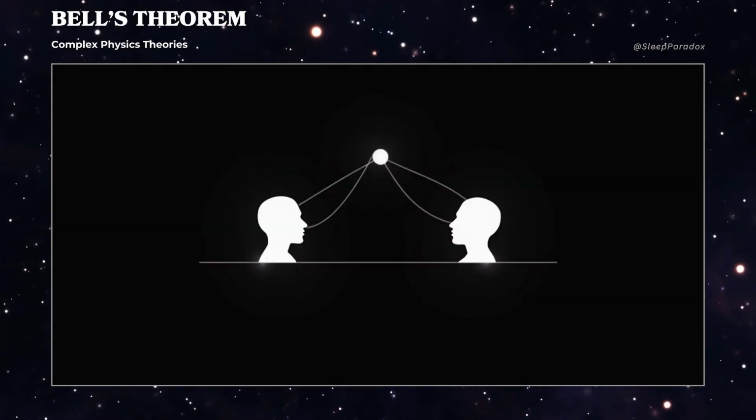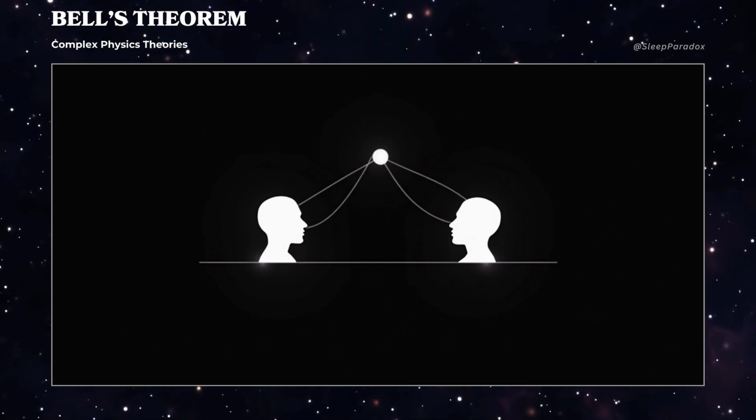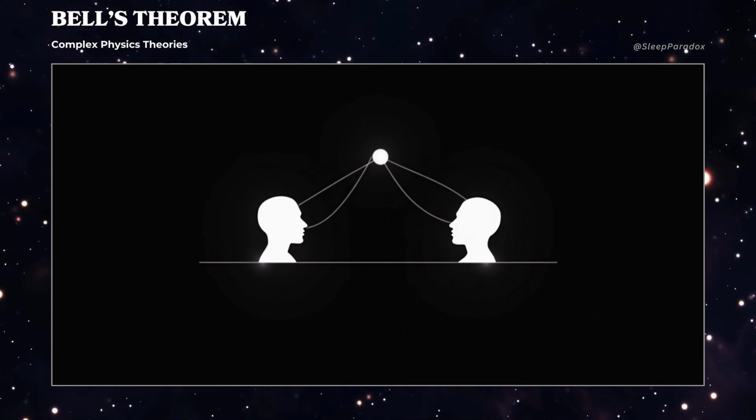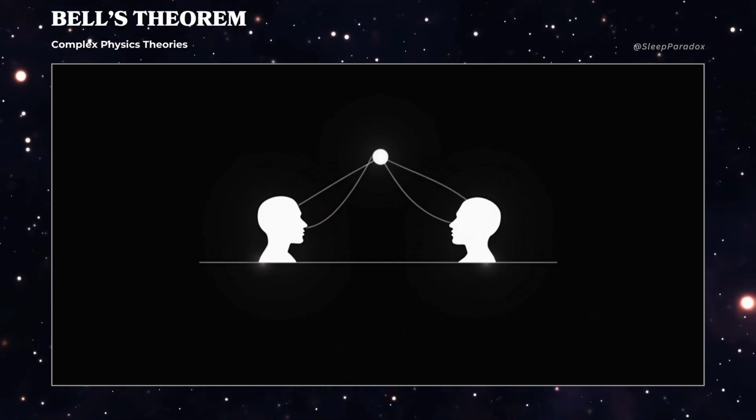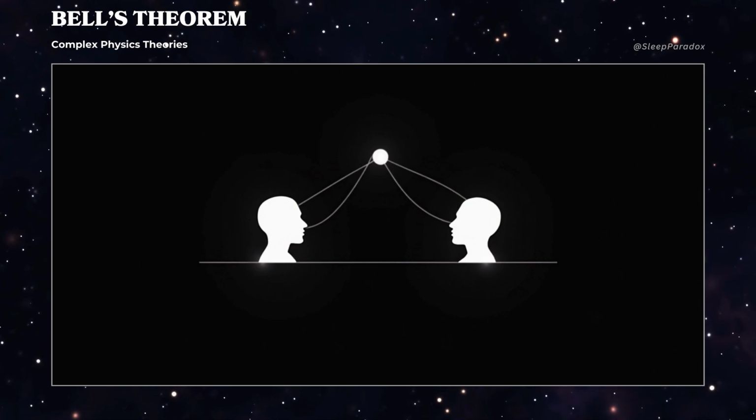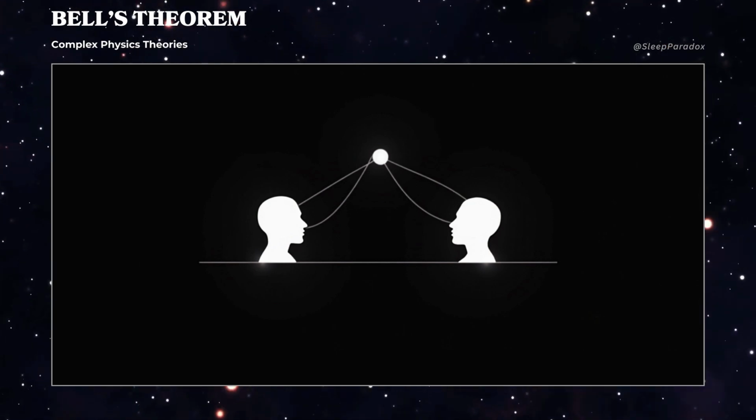Bell's theorem. Bell's theorem is a milestone in the foundations of quantum physics. It addresses one of the deepest questions in science, whether the universe is fundamentally local and deterministic, or whether quantum entanglement truly defies classical explanation.